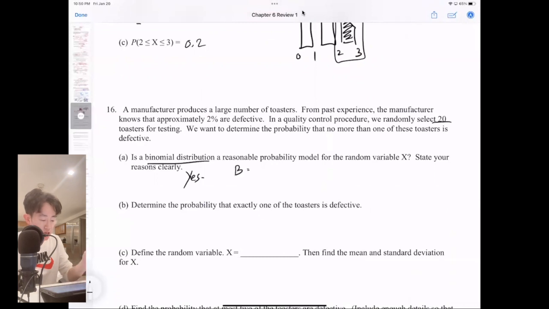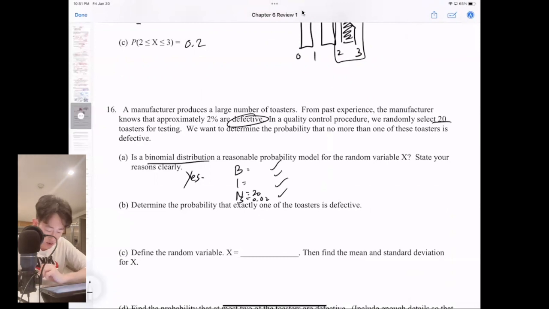Why? B, it's either defective or not defective. I, independent. Each of the toasters is different, but one toaster doesn't impact the chance of the other. N is 20 and p is 0.02. So all those conditions check out. When they ask you for something like this during FRQ, please just use BINS. You should be fine. Incomplete sentences.